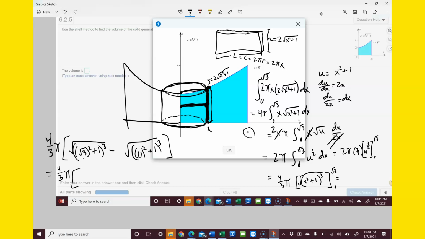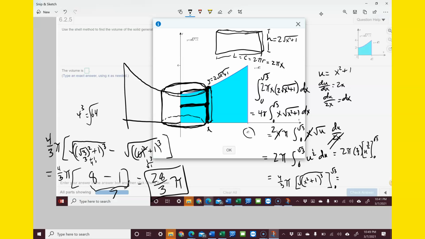Alright, square root of 3 squared is 3. 3 plus 1 is 4. 4 cubed is 64, but I got to take the square root of that, so then that's 8. Minus 0 squared is 0, plus 1 is 1. 1 cubed is 1. And the square root of 1 is 1. So I believe that gives me 7. And so that gives me 28 thirds pi as the answer.